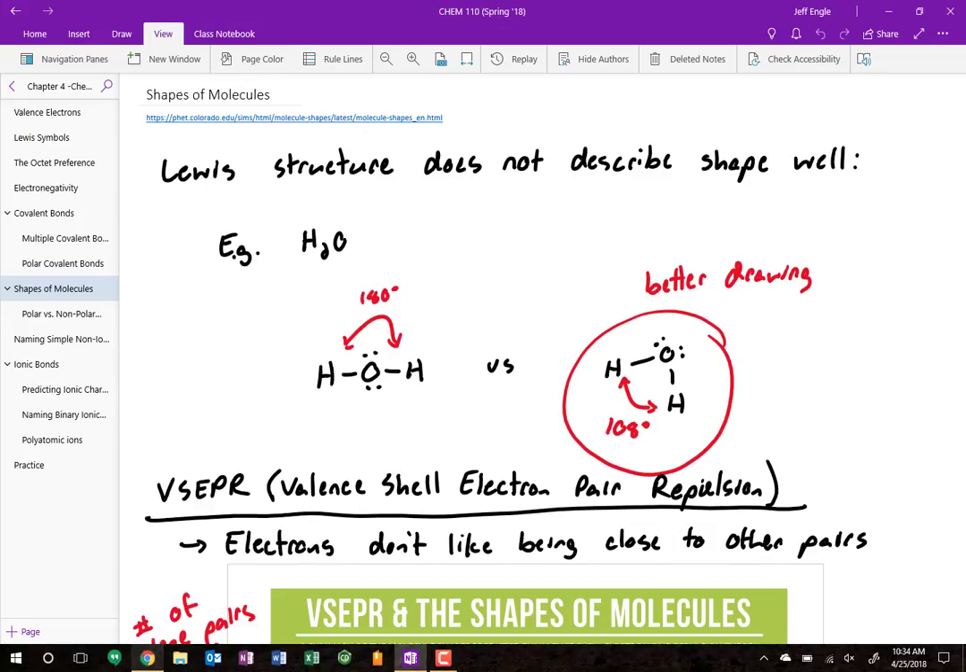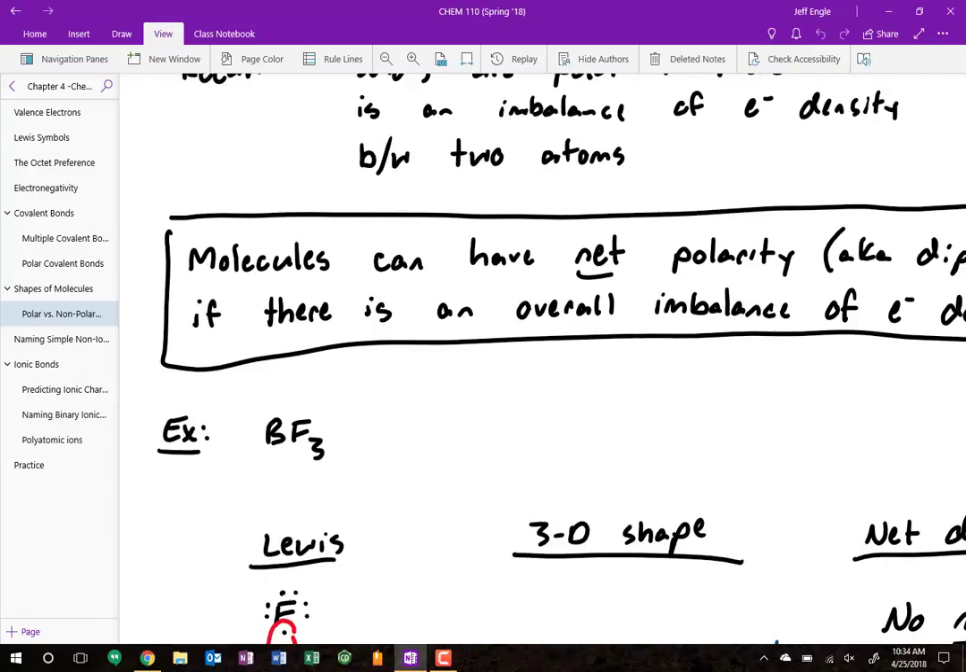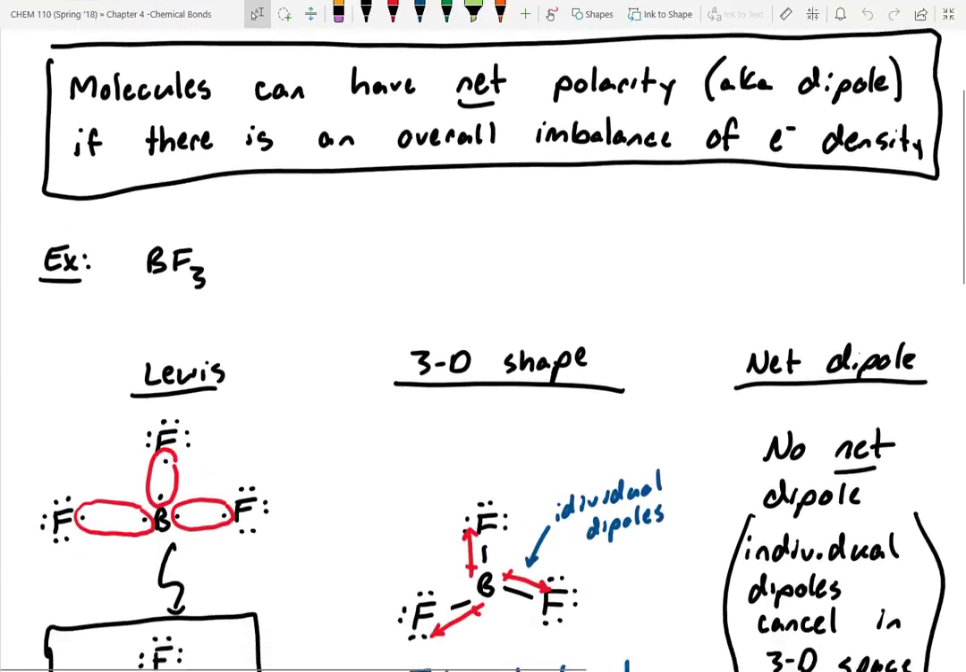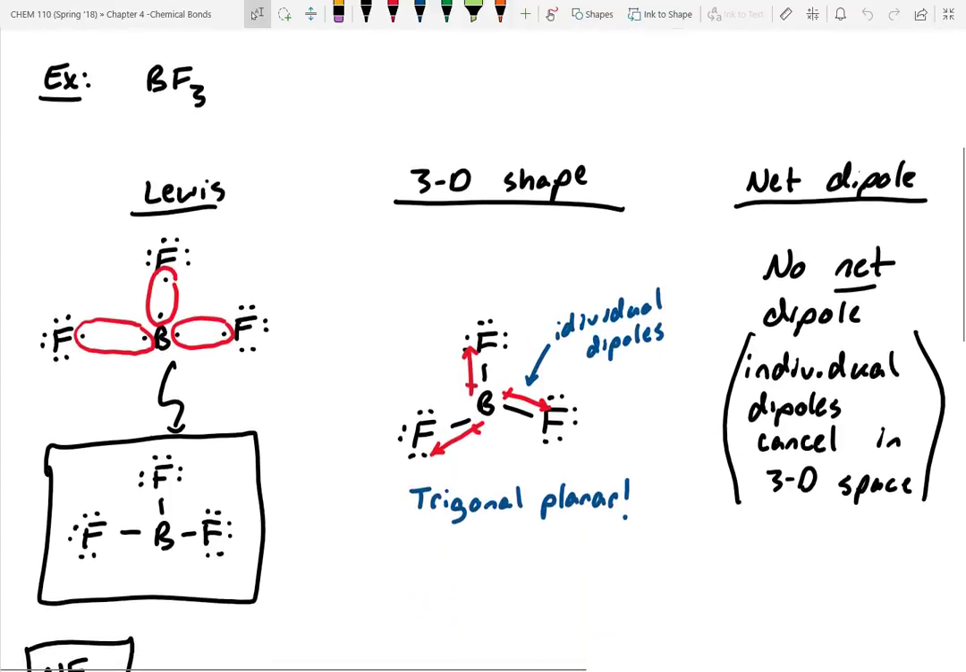All right. Also yesterday in class, we started talking about polarity. And the big thing to take away from this is when you draw the Lewis structure, you want to convert that to the 3D shape. So in this example, we have BF3. We converted that to the trigonal planar shape. And in this case, we know because it's trigonal planar that there's no net dipole. All of those individual polar bonds cancel out.